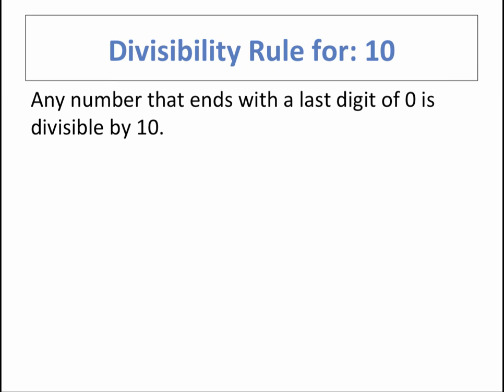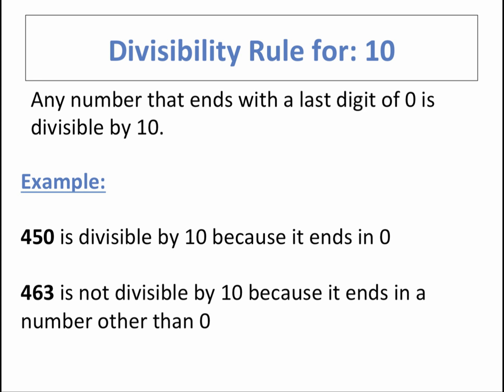The divisibility rule for 10 is something that most of us learn in elementary school. If a number is divisible by 10, then its last digit is 0. So 450 ends in 0, so it's divisible by 10, but 463 is not because it ends in a 3.